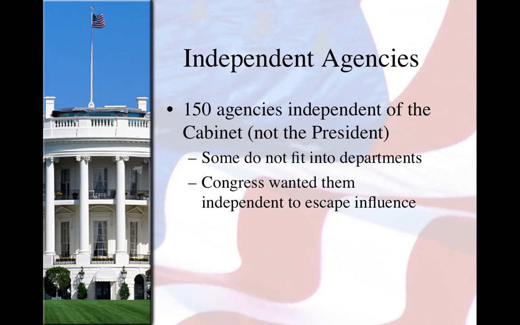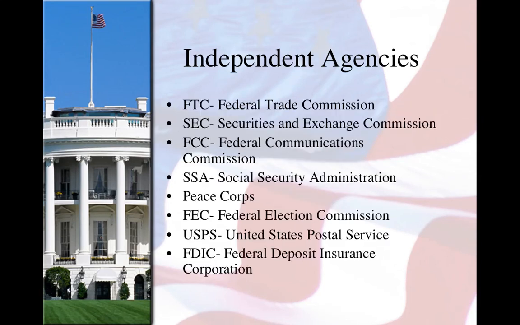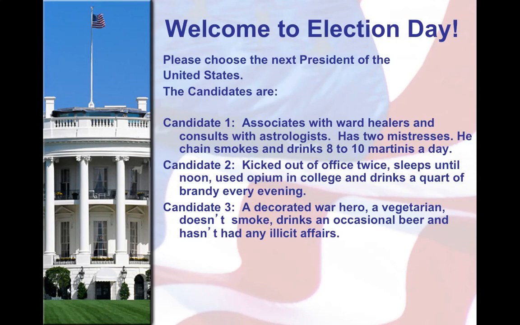Independent agencies, there's more than 150 of them, and they are separate from the cabinet and not controlled by the president. Some do not fit into departments, and Congress wanted them independent to escape influence, such as I just talked about. Some of these include the Federal Trade Commission, Social Security Administration, the Peace Corps, the United States Postal Service, and the Federal Deposit Insurance Corporation, often called the FDIC.